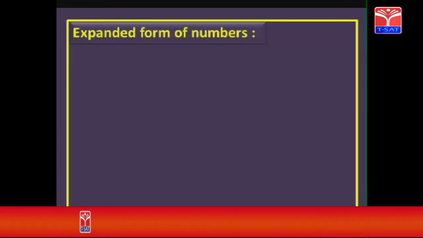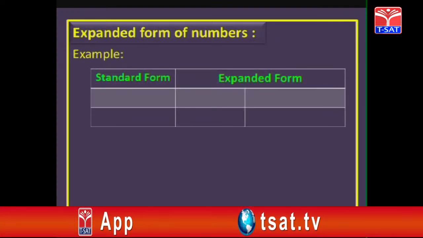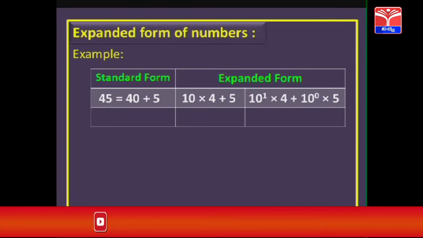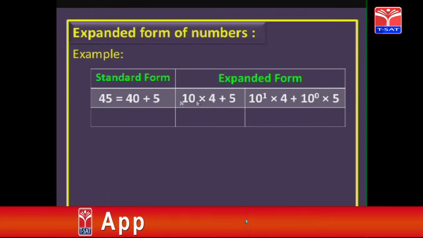Now, children, let us learn about expanded form of numbers. Let us consider an example. We are taking a tabular form, where we write the numbers in standard form and expanded form. If you notice, 45 can be written as 40 plus 5. Now, this 40 can further be written as 4 into 10 plus 5, which gives us 45 again.